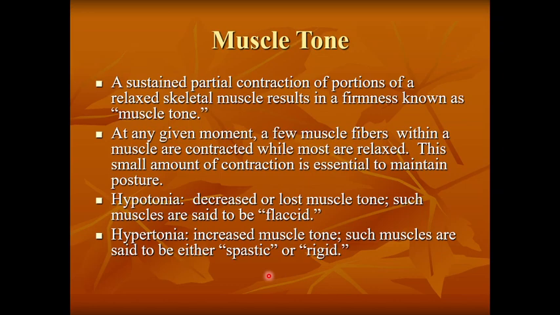I think you all got what this sliding filament theory is, as the next topic of muscle contraction is completely related with this topic. So now let's see the other title, muscle tone. What is this muscle tone? A sustained partial contraction of portions of a relaxed skeletal muscle results in a firmness known as muscle tone. At any given moment, a few muscle fibers within a muscle are contracted while most are relaxed. This small amount of contraction is essential to maintain the posture.